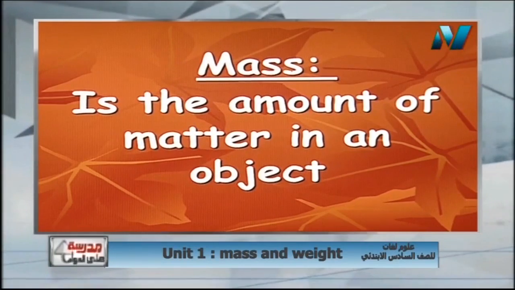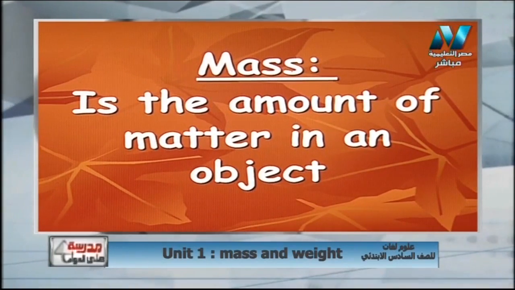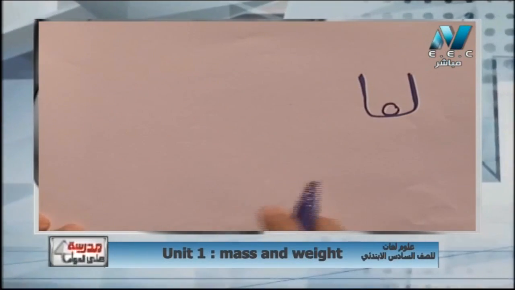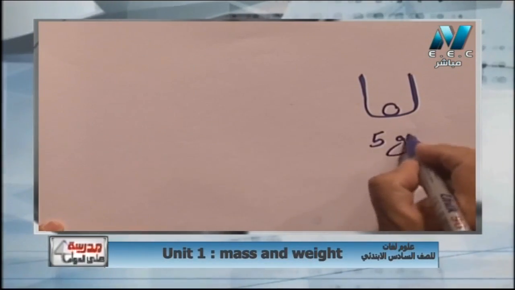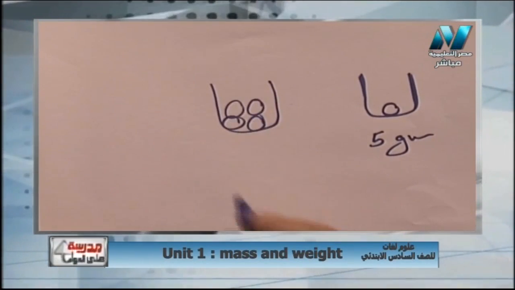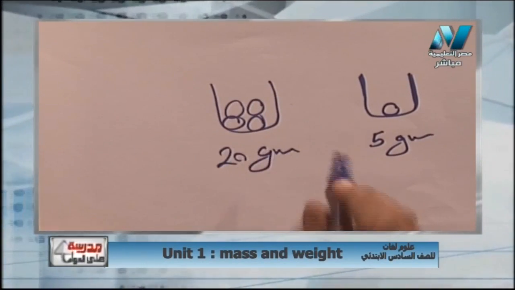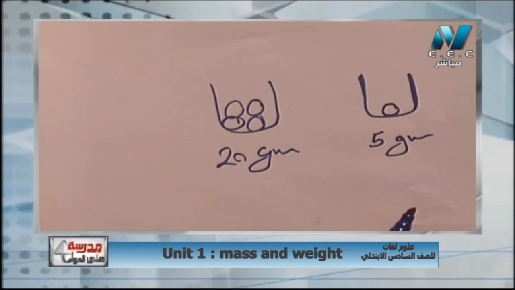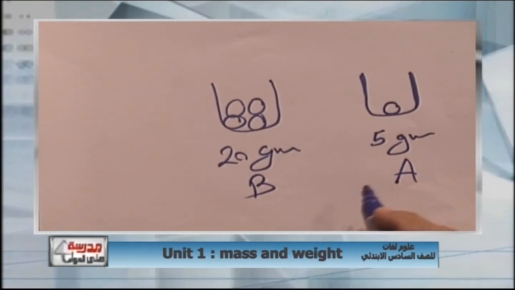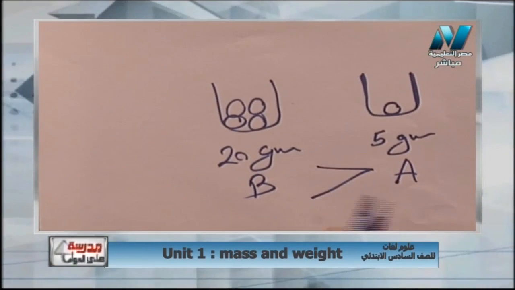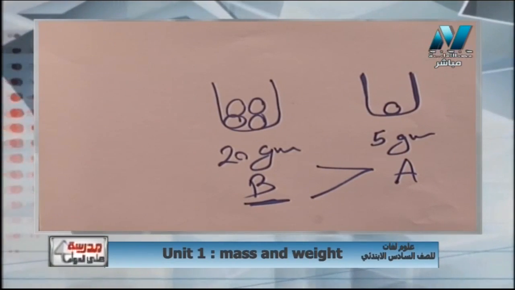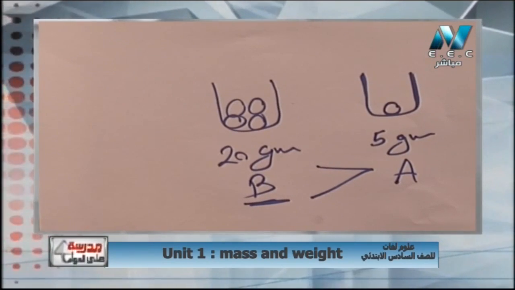For example, if I have a bag like this, it contains 1 marble about 5 grams, and another bag contains 4 marbles. They would be 20 grams. Which one has more mass? The first one, like A, so A will be smaller than B. So B, the bag with 4 marbles, will have more mass. Why? Because it has more amount of matter.